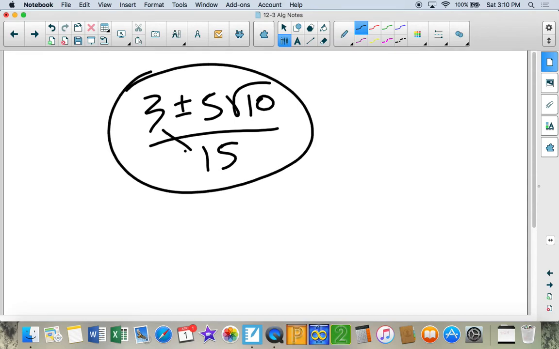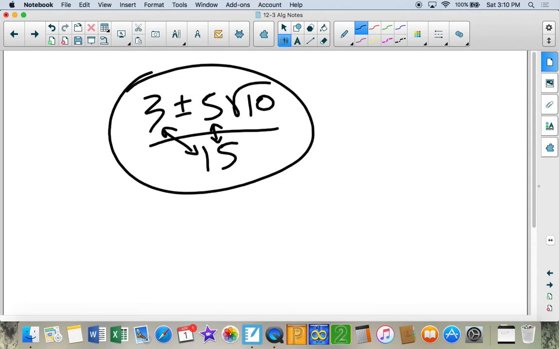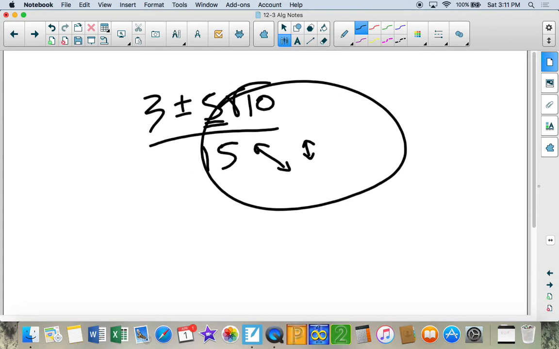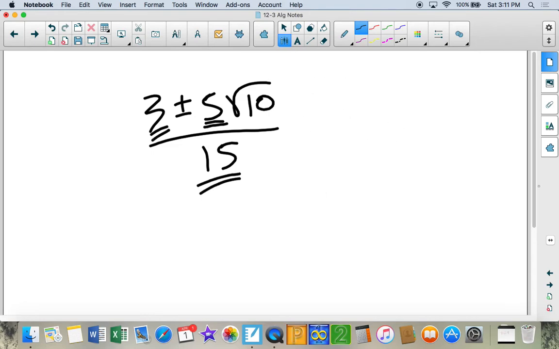Oh, but you say, hey, 3 and 15 can be simplified, and 5 and 15 can be simplified. But they can't be simplified by the same number. This can be reduced by 3, but this cannot be simplified by 3. So what we have to really understand is that all 3 must have a common factor. 3, 5, and 15 do not have a common factor.